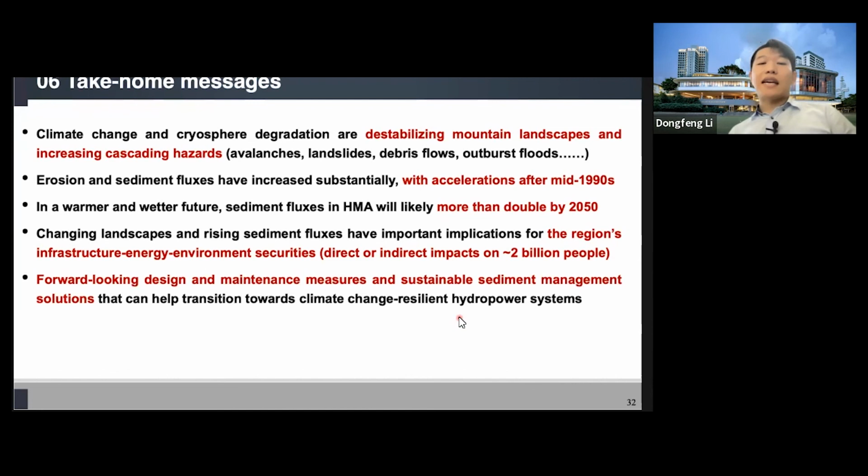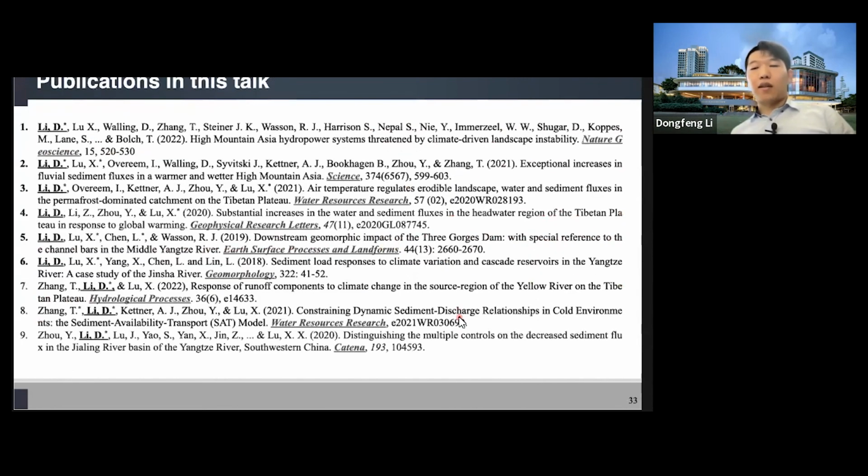Forward-looking design and maintenance measures and sustainable sediment management solutions could help the transition towards climate change resilient hydropower systems. And here are the publications that I mentioned in this talk.